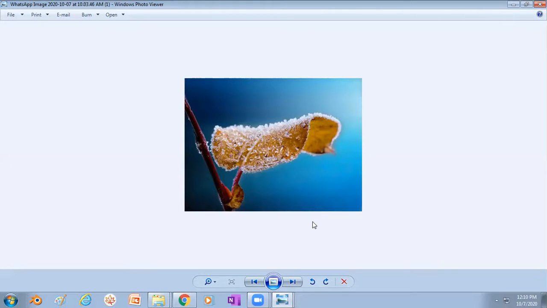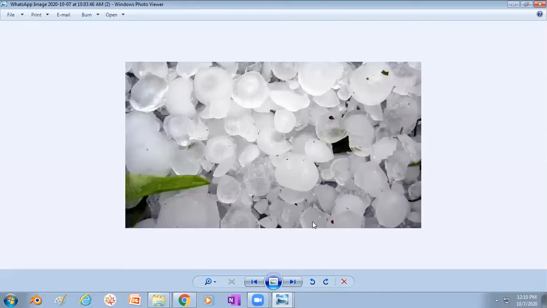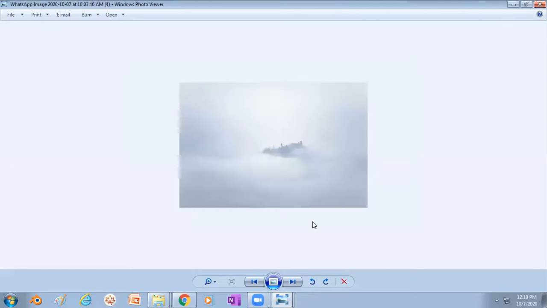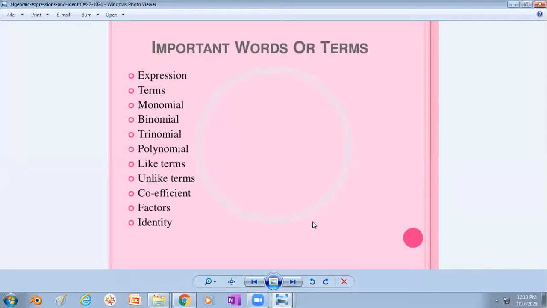There are small water drops on the leaf. So these are the hails. Hails. Next image you may see here. Same, it is also the hails. Next. So it is snow. You may observe it, especially in the winter season, snow.